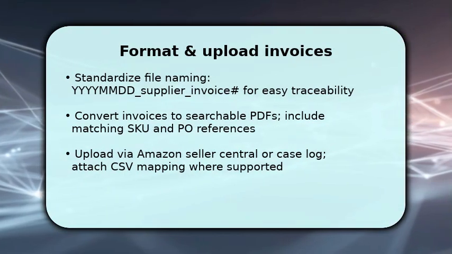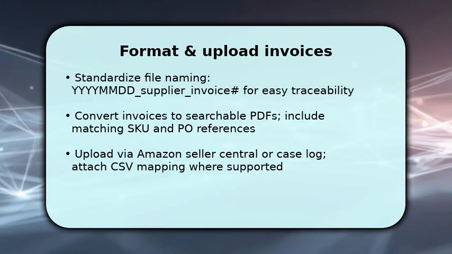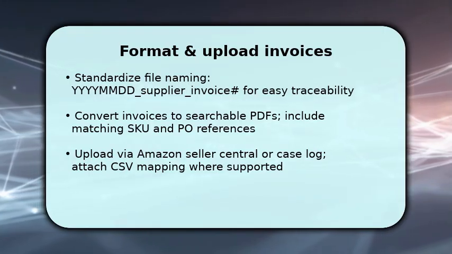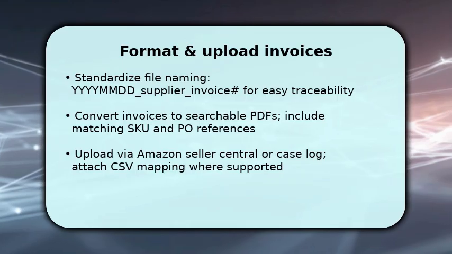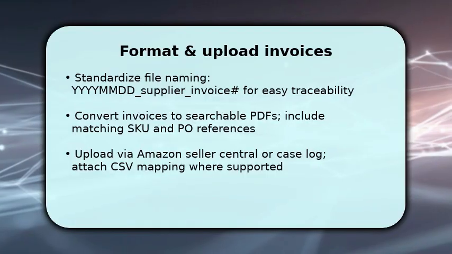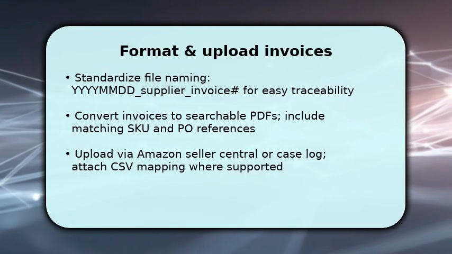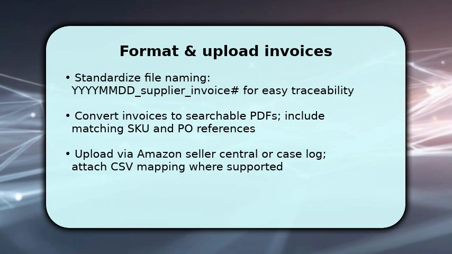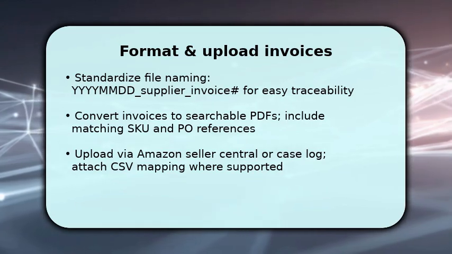Next, format files so Amazon and your audit trail accept them. Convert images to searchable PDFs and name files like YIMD supplier invoice hash. Include SKU and purchase order references on each page. Create a CSV that maps invoice numbers to ASIN and quantities.